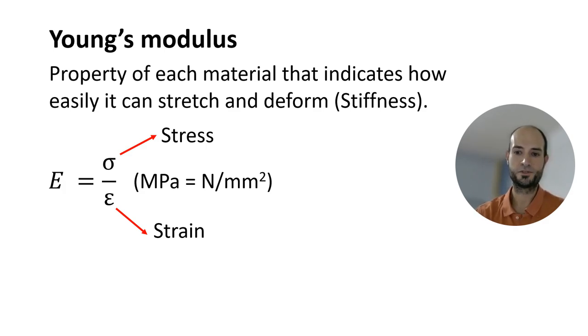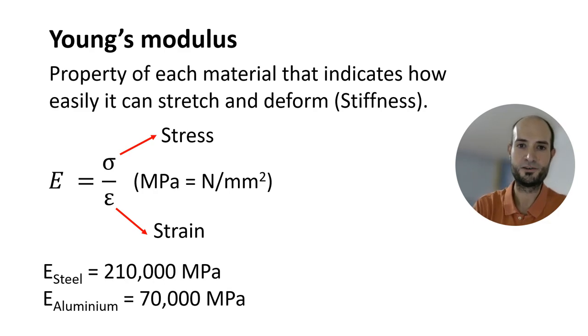Now there are two values that you must learn. Those for steel and for aluminium. For steel it is 210,000 megapascals. For aluminium, 70,000. Those are the two values you are going to use from now on, over and over again.